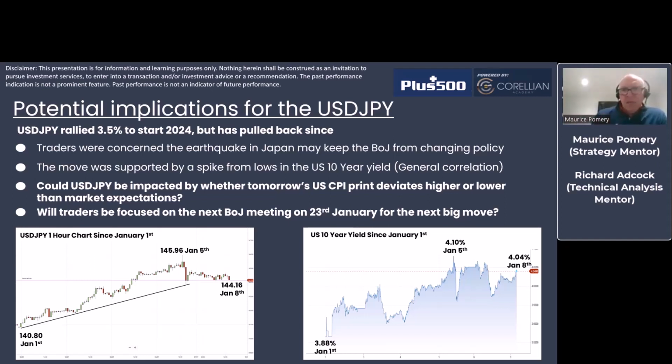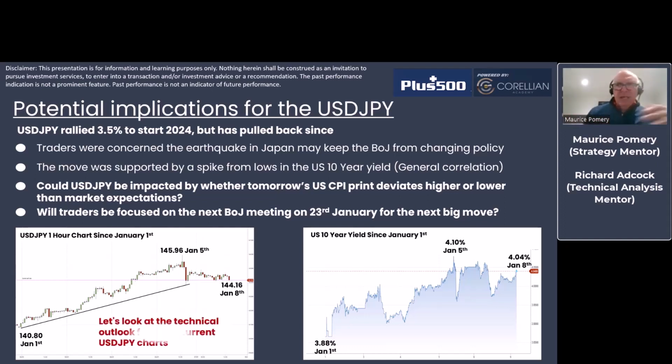But I do think traders are going to be very focused on the BOJ meeting on the 23rd of January for the next big move, because I expect nothing from the meeting itself, but the communication that they're going to be sending us. Will they be suggesting maybe in April the data is strong enough to suggest we're going to hike, or are they going to have to admit that the data so far is too weak to justify a hike so soon? So I think that's going to be vitally important. They're the things to look out for on dollar yen.